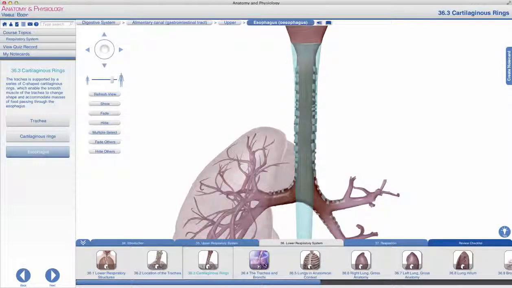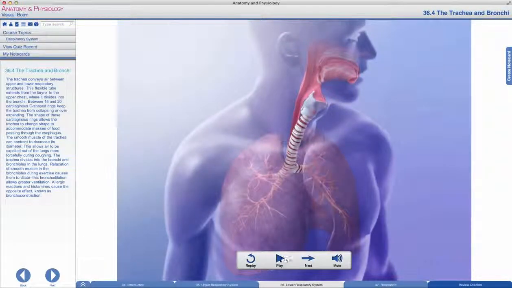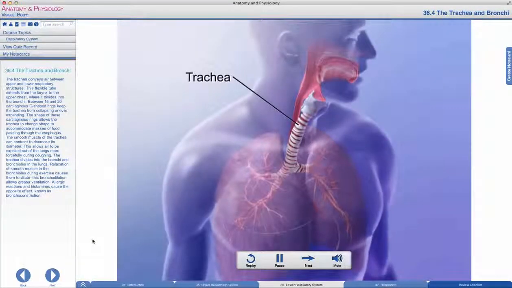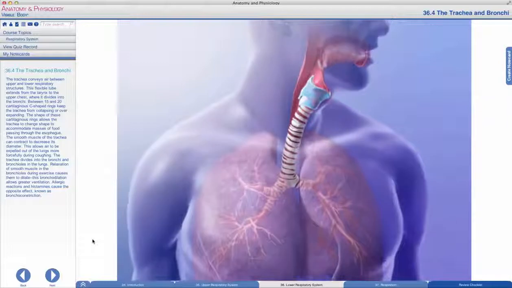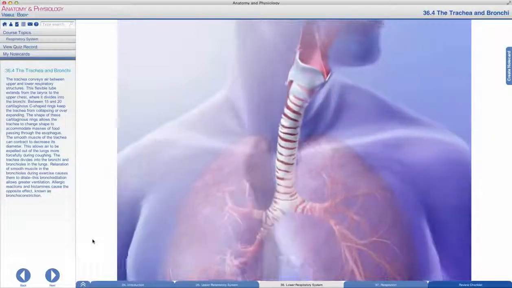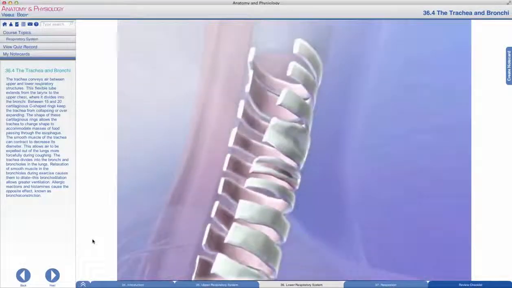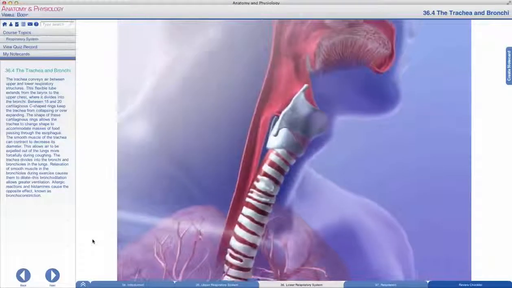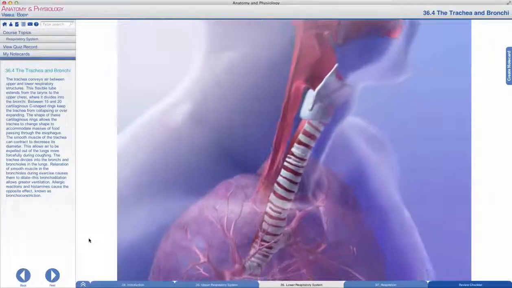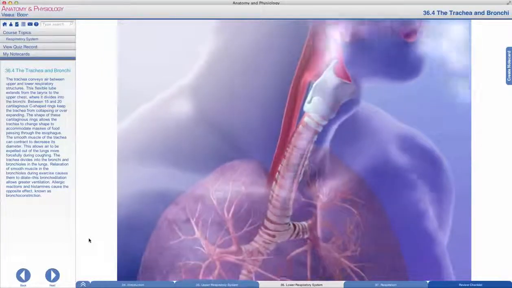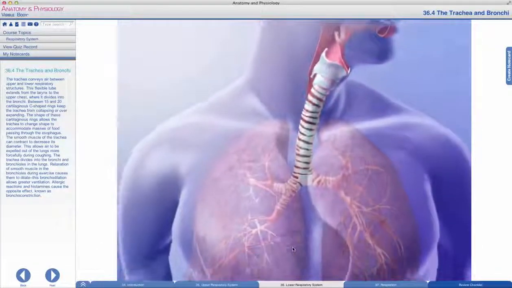By watching the video in tab 36.4, we see the significance of these many structures and how they contribute to the physiology of breathing. The trachea conveys air between upper and lower respiratory structures. This flexible tube extends from the larynx to the upper chest, where it divides into the bronchi. Between 15 and 20 cartilaginous C-shaped rings keep the trachea from collapsing or overexpanding. The shape of these cartilaginous rings allows the trachea to change shape to accommodate masses of food passing through the esophagus. Smooth muscle of the trachea can contract to decrease its diameter, which allows air to be expelled out of the lungs more forcefully during coughing.